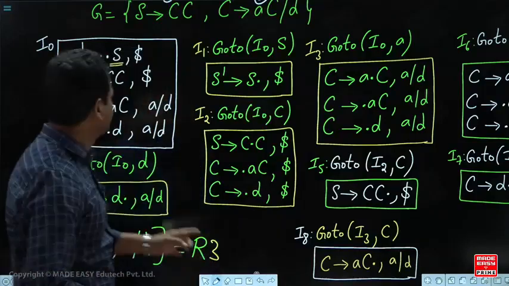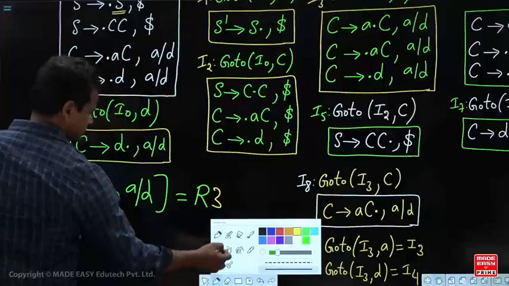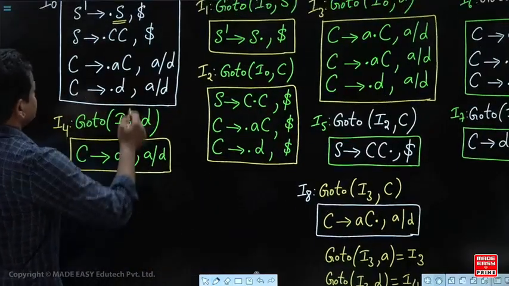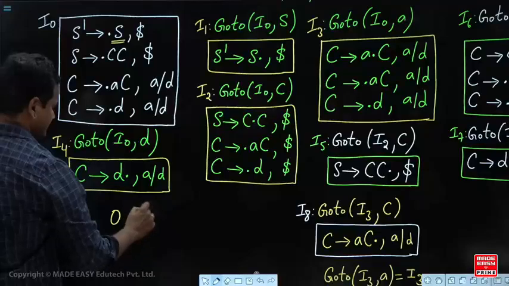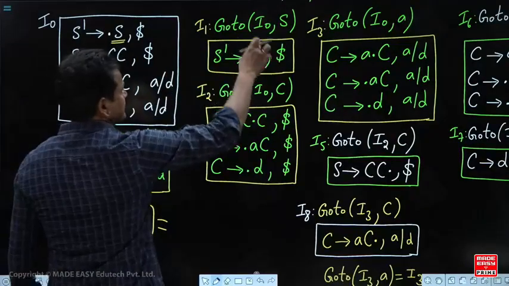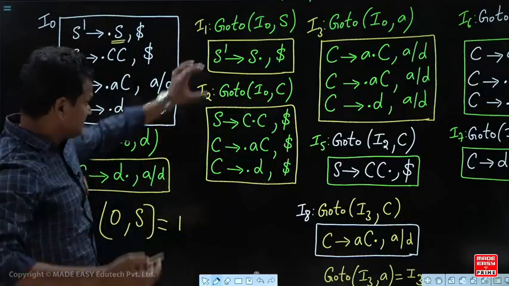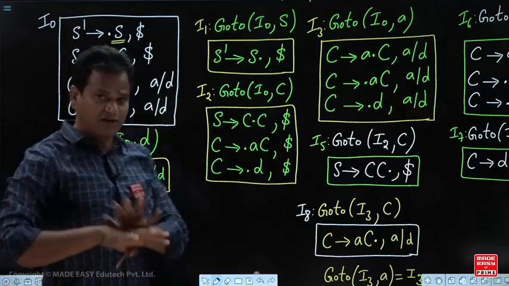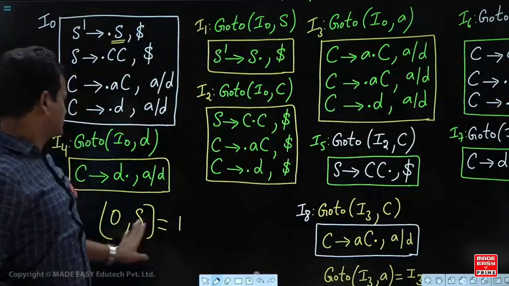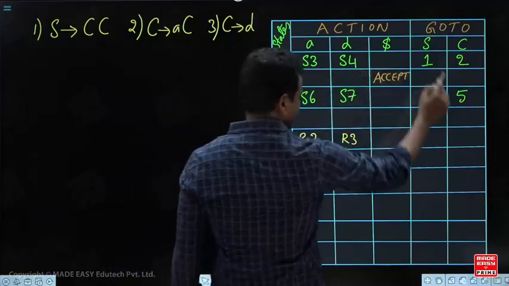So simply this is I naught, in the zeroth row, and this is S, a non-terminal. Where has it gone? What is the name of the state? I1. So 0 comma S is 1. For non-terminals we write only the number. Where has it gone? I1, so 1. So 0 comma S is 1.